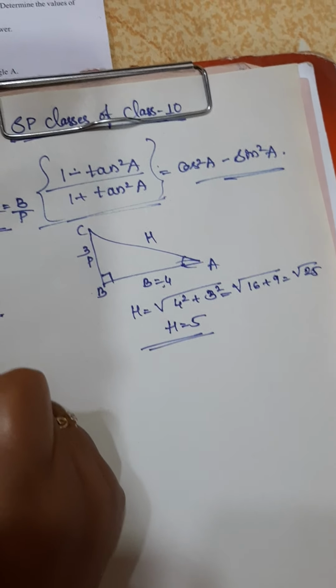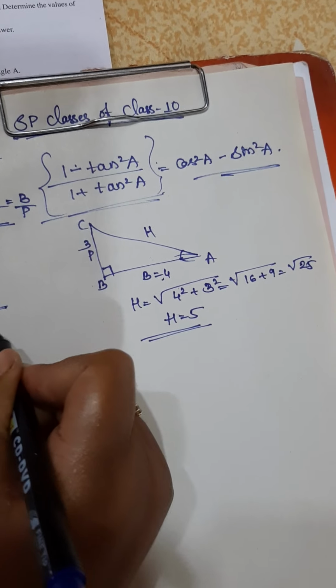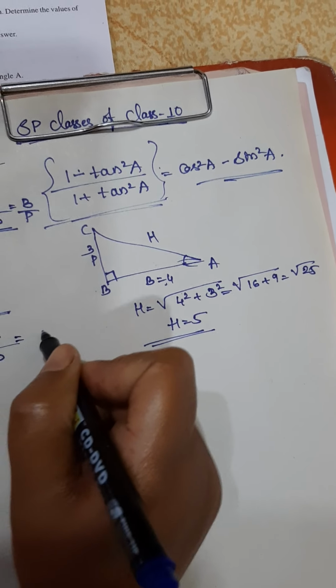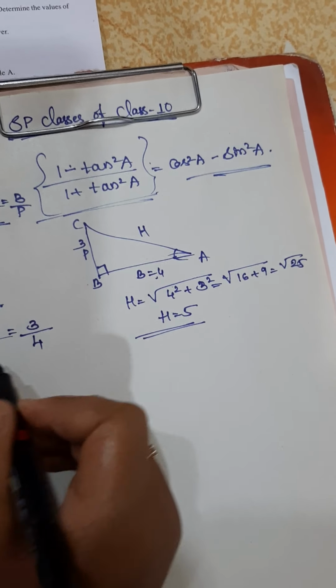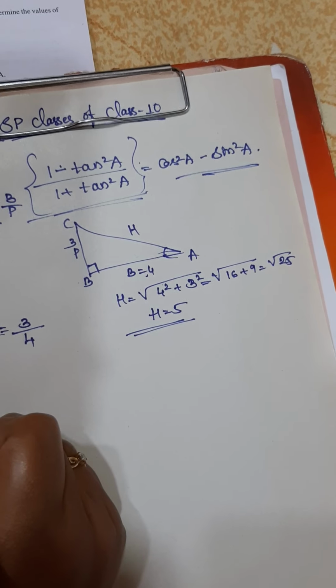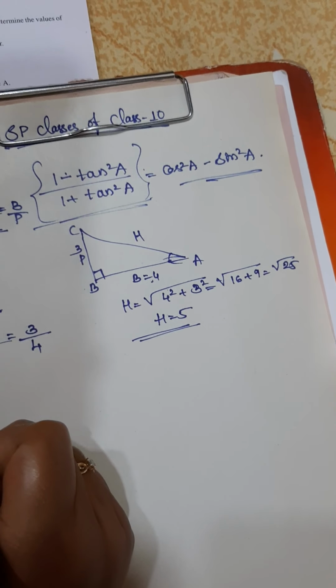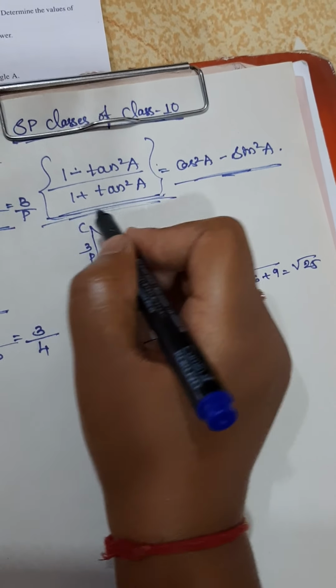So by this, what is our tan value? Tan A is equal to, what is the tan formula? P by B. That is, P value is 3 and B value is 4. And next, what is the cos A value? We'll find that after this. First let's see this only for LHS.